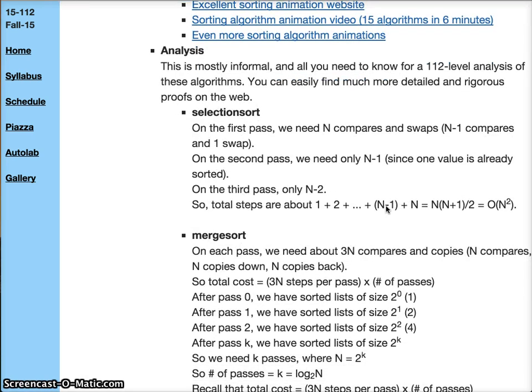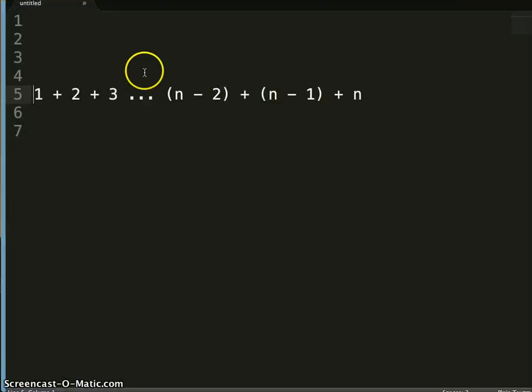Now the interesting part is that we're going to talk about how we can analyze and prove mathematically what the big O of each of these sorts is. So the first one we're going to look at is selection sort. In order to understand selection sort, you have to understand this. So let's go over here.